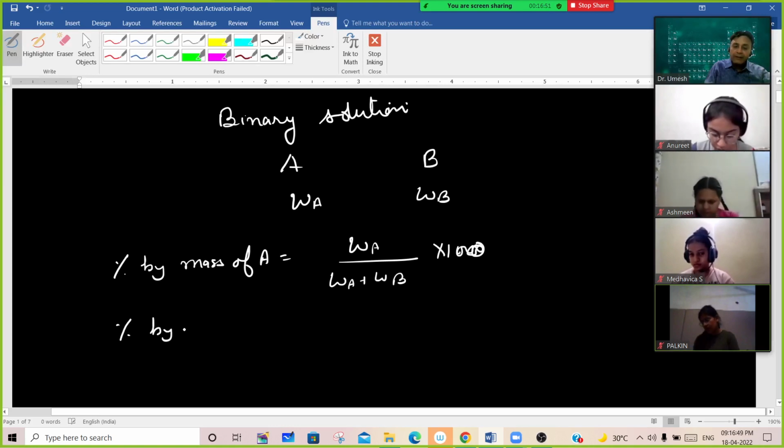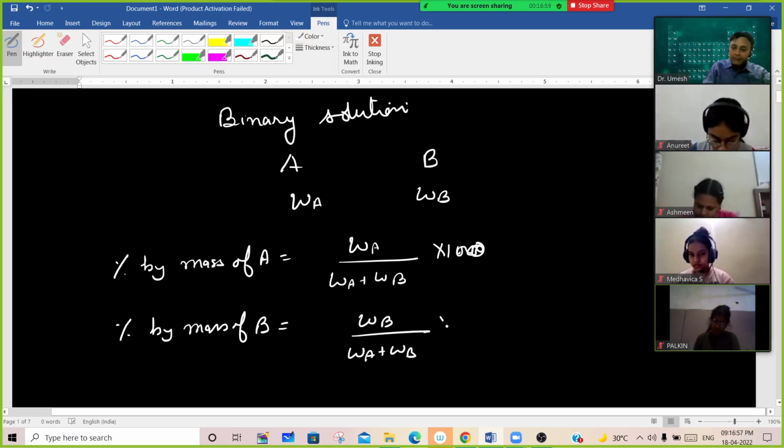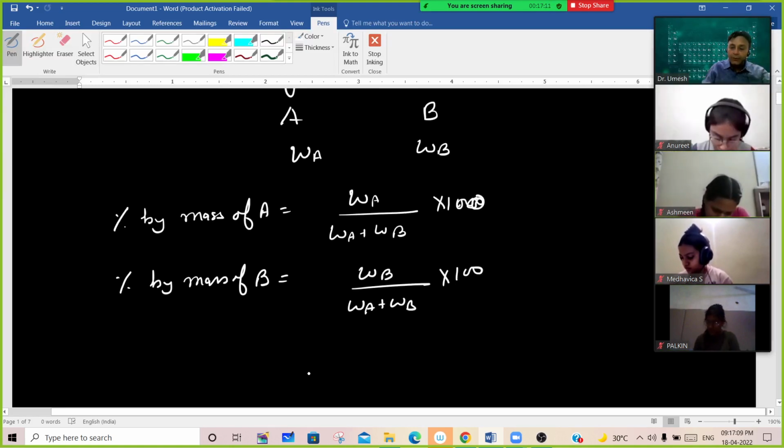Similarly, percentage by mass of the B is equal to weight of B upon A plus B multiplied by 100. Am I clear? Meaning of the percentage by mass? Yes, sir. Weight of one component upon total weight multiplied by 100.